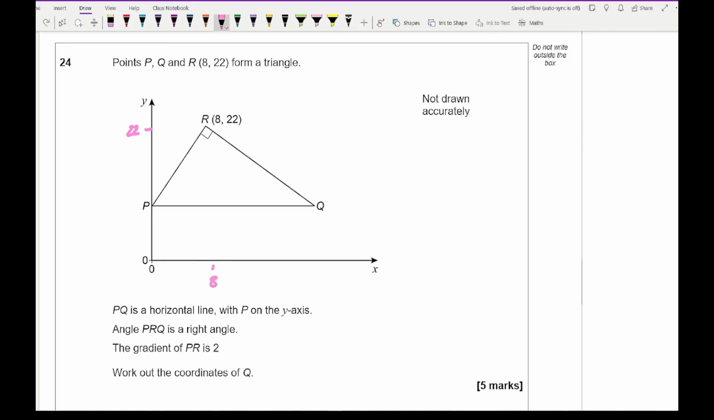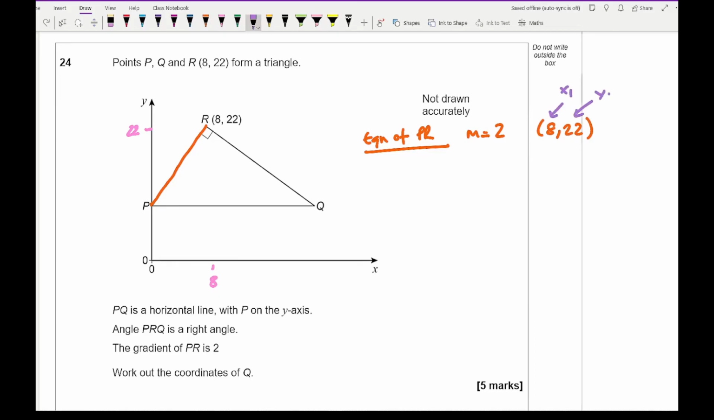Now this question all just basically involves equations of a straight line. So here we know that the gradient of PR, which is this line here, has a gradient of 2. So first thing we want to do is find the equation of PR. Now we know that m equals 2, and we've got a coordinate which is 8, 22 that it passes through. Now for this, you can either use y equals mx plus c, or you can use y minus y1 equals m(x minus x1). It's entirely up to you.